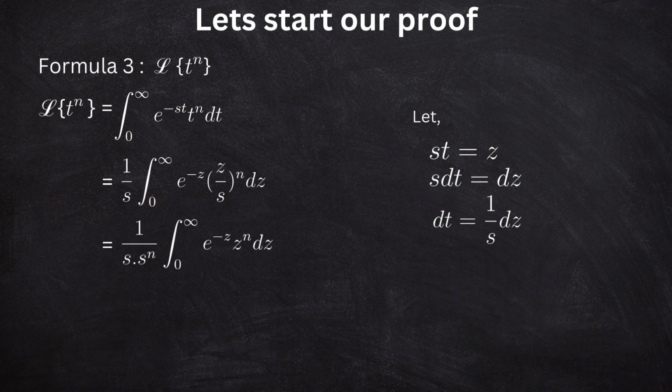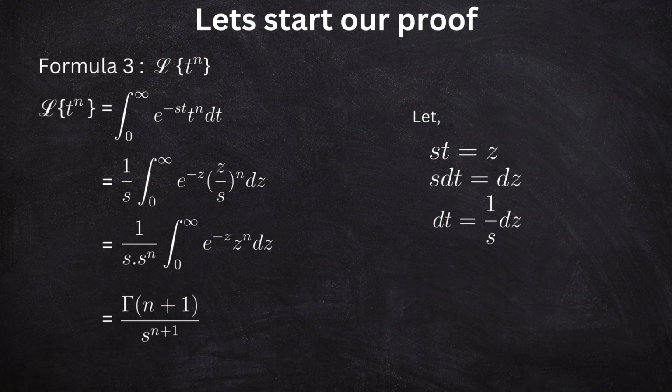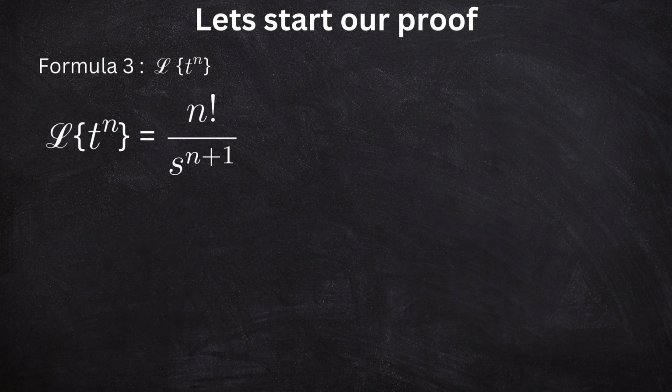As we take the s to the power n out we will recognize the remaining part to be the expression for the gamma function. Thus our expression becomes this. Or we can write it to be this. So finally we find the Laplace transformation of t to the power n.